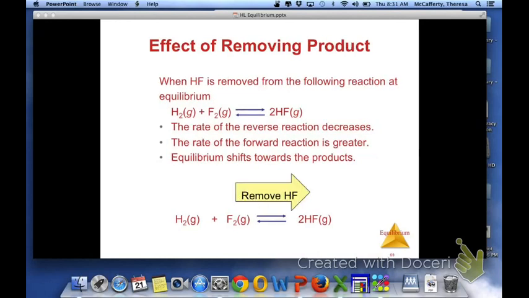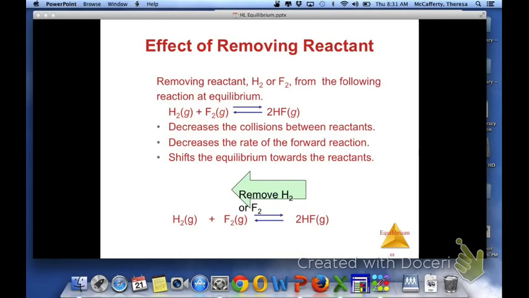Okay, so say I decrease, oops, I gave it away. If you remove a reactant, you're going to decrease the number of collisions, right? So you're going to decrease the rate of the forward reaction. It's going to shift the equilibrium back towards the reactant side until a new set of concentrations is reached equal again to K. So the effect of removing a reactant is to shift the equilibrium to the reactant side.